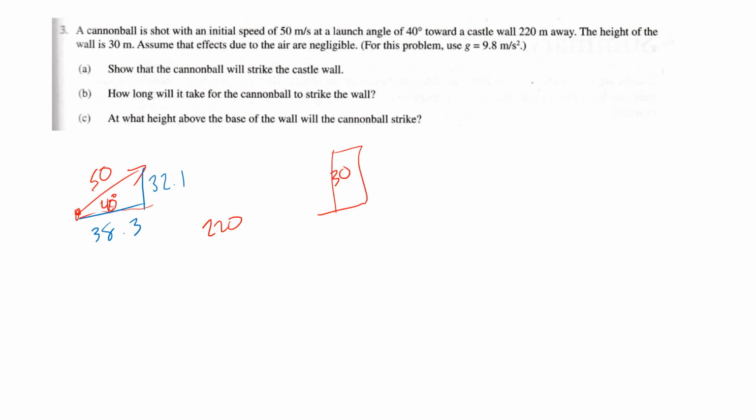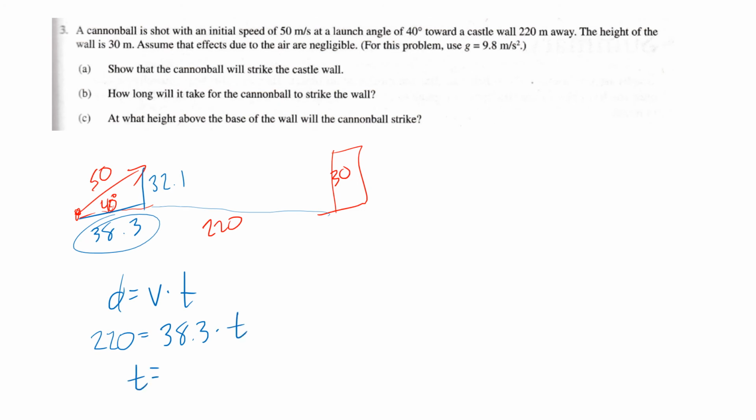Alrighty, so what we're going to do now is the horizontal first, because I know the horizontal speed, I know the horizontal distance, and that's going to determine the time. I'm assuming it's going to hit already, okay? Because, I mean, read the verbiage in part A. So distance is equal to velocity times time. Distance is 220, equal to 38.3 times t. Time it takes is going to be 5.74. All right, so if it makes it, it'll make it in 5.74 seconds.